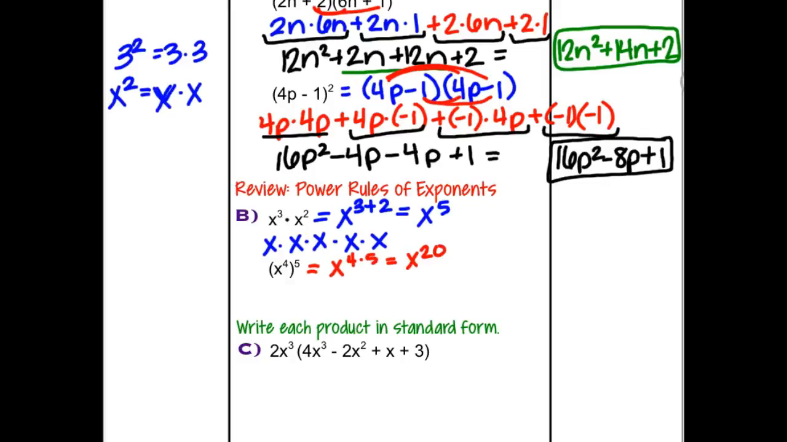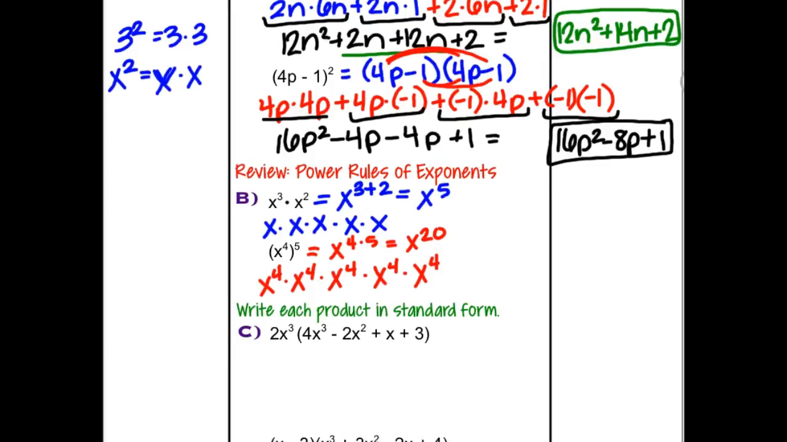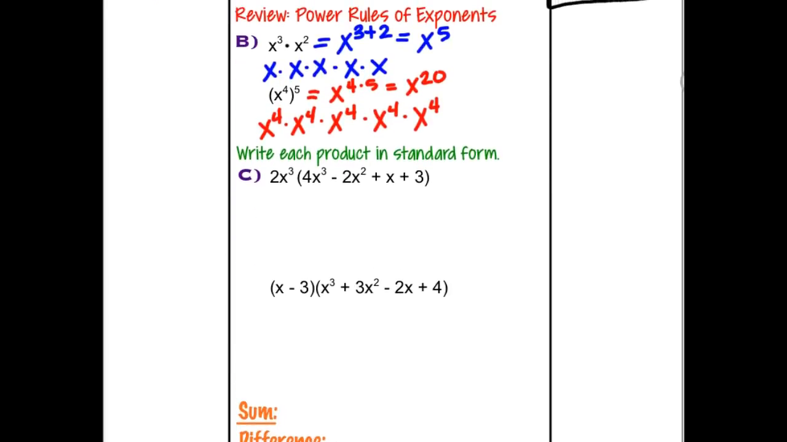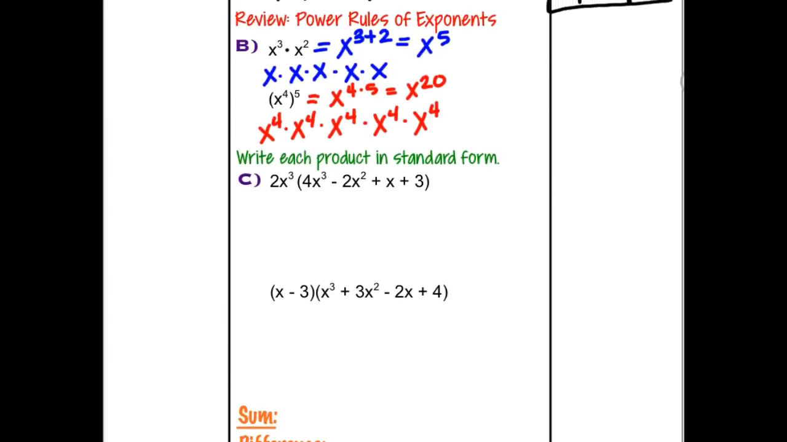And the reason why that works is because x to the 4th to the 5th is x to the 4th times x to the 4th times x to the 4th times x to the 4th times x to the 4th, which if we wrote all of those out, we'd have 20 x's sitting there. Now, that being said, we're getting into some more heavy-duty work with these two problems here. So this first one, multiple times of repeated distribution.